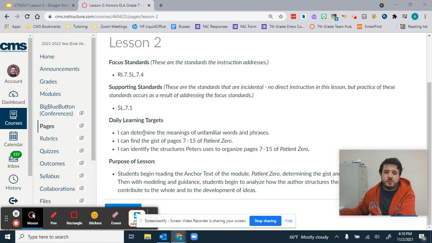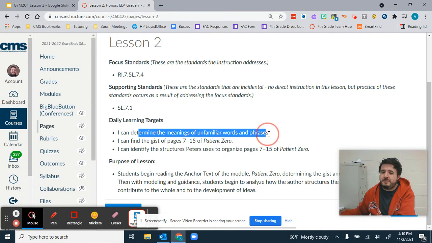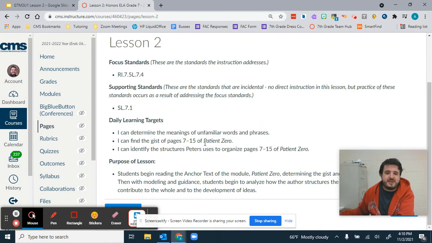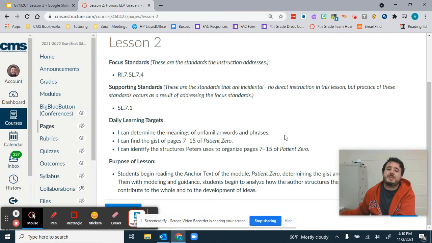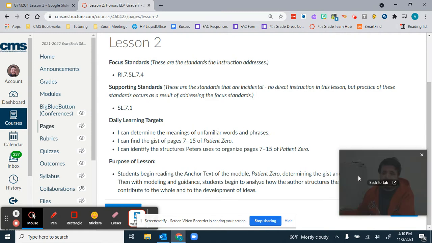First, you're going to spend some time talking about unfamiliar words and phrases. That's not that big of a deal, it's just vocab. Second is reading the first couple pages of the book. And third is looking at the structures that are used in that text.